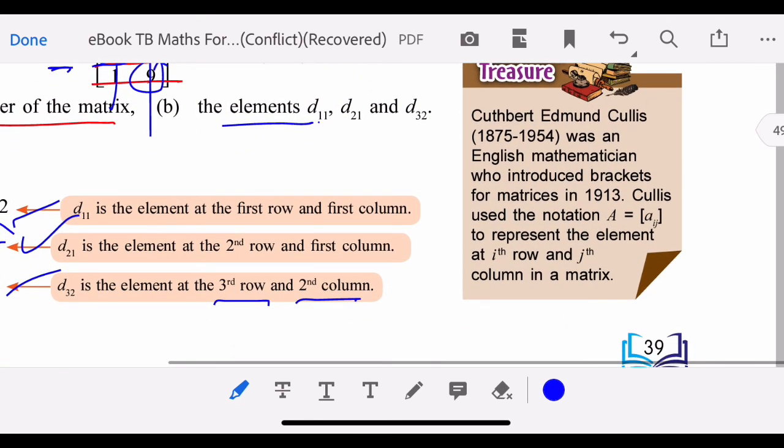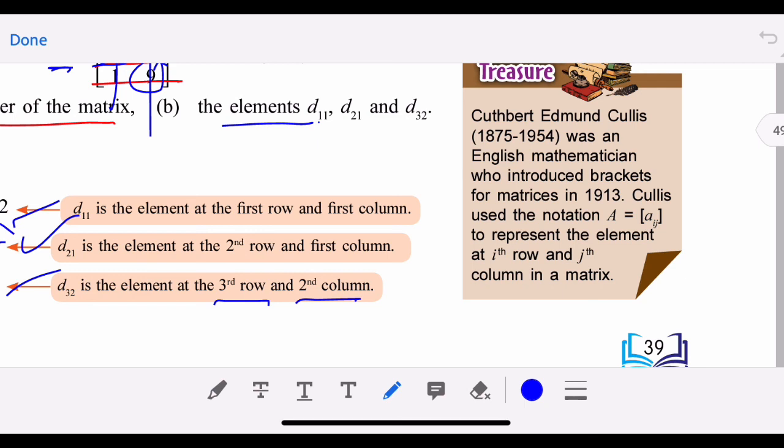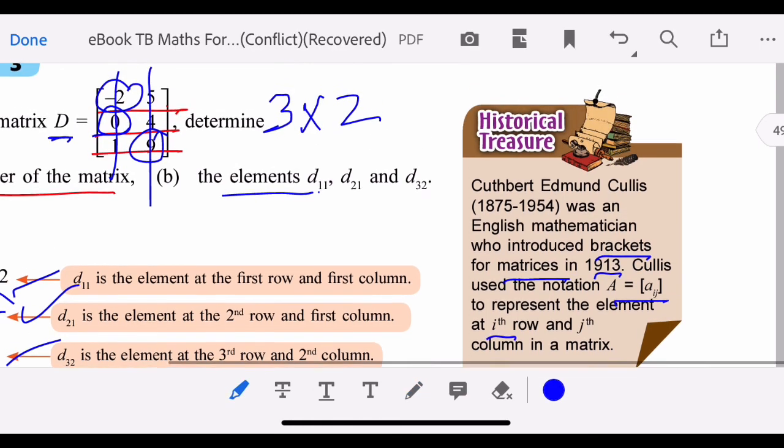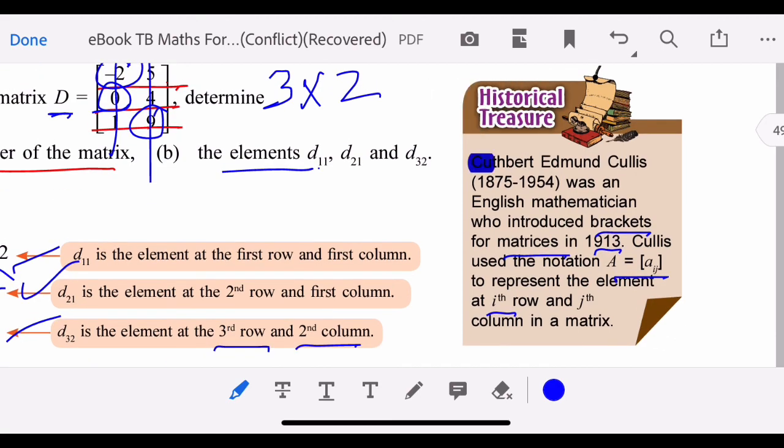Okay, let's see this one. This is who introduced brackets for matrix in 1913. So that's the way to write the matrix. This is the scientist or mathematician's name, so you can go through it if you want.